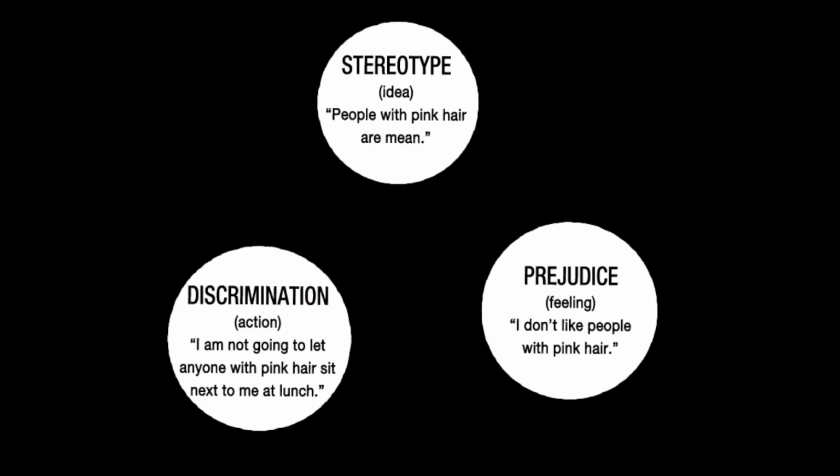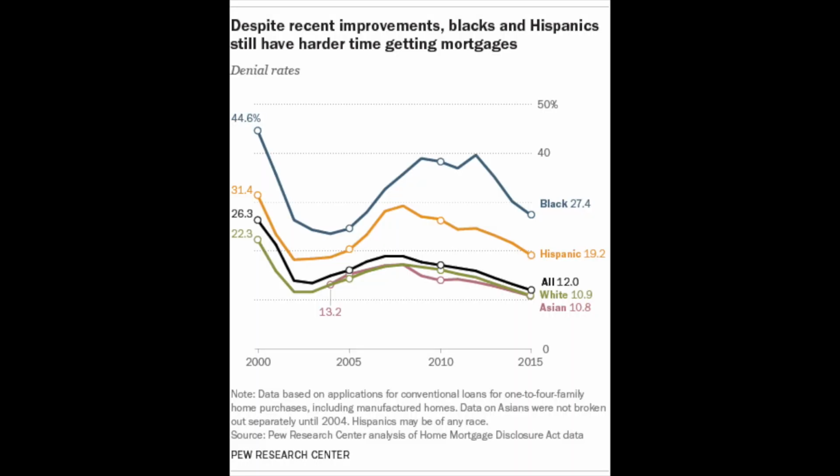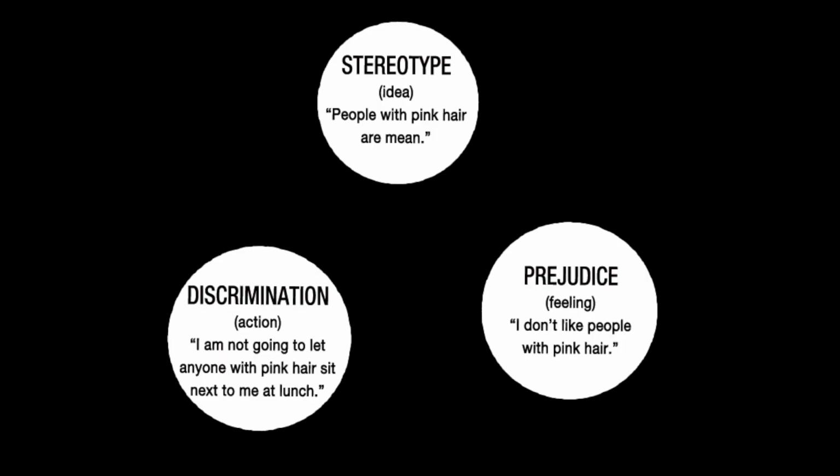The B in ABCs is behavior or discrimination. This refers to actions or practices that unfairly disadvantage members of a particular group. An example of this would be black homeowners are disproportionately denied home loans compared to white homeowners with similar credit scores.